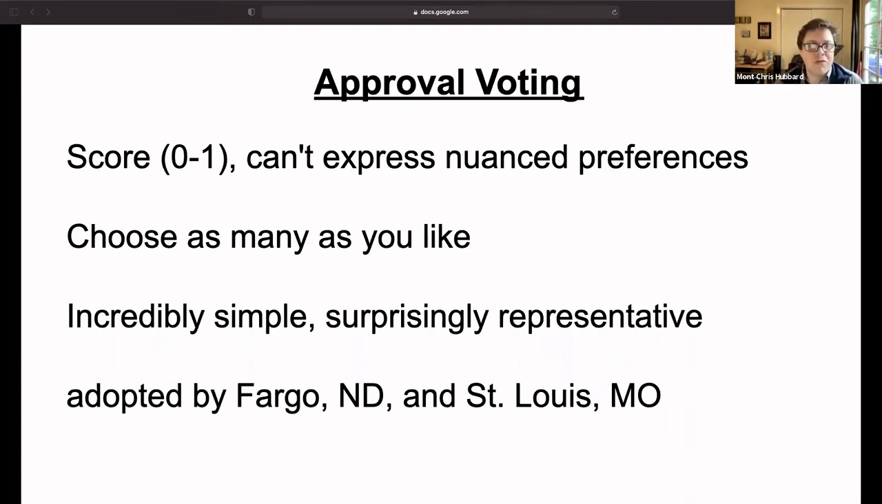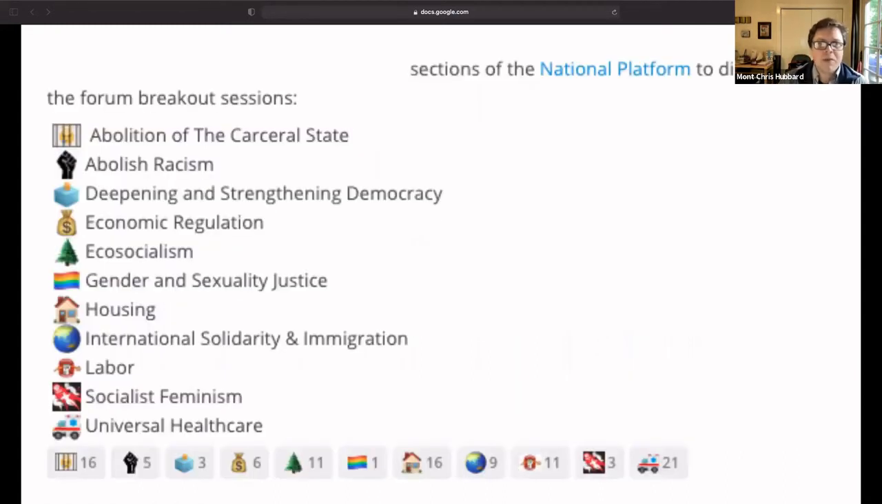It's also been informally adopted by our chapter in Mattermost, when we do emoji polls, we usually are able to express preferences, yes or no, for many different options. Someone here posted a poll for which sections of the national platform to be discussed during a breakout session. And people can express their interest in as many of them as they like.